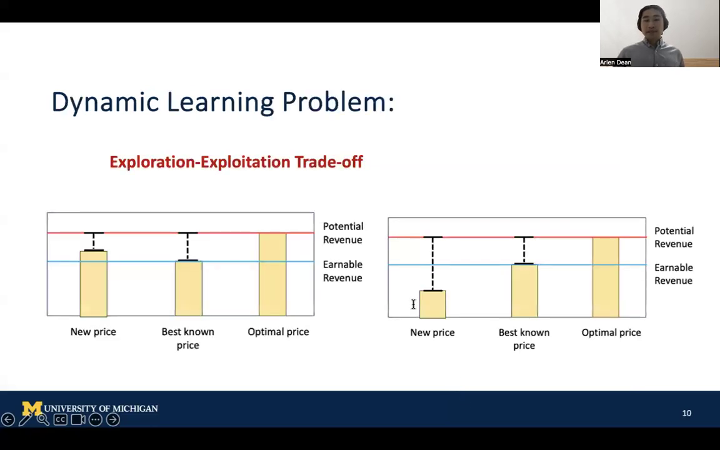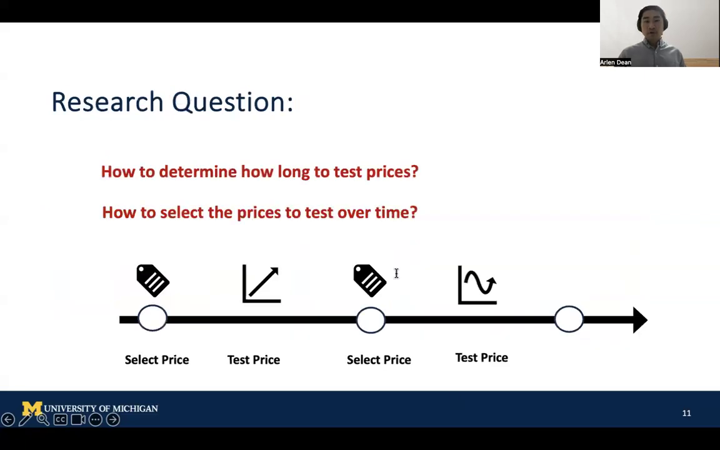And in order to find the best candidate price efficiently, the firm is going to naturally need to navigate between deciding whether to explore a new price or exploit an existing known price, in regards to knowledge of how customers respond to these prices for different products. Therefore, to tackle this problem, we must address the question of determining both how long to test prices and how to select prices to test over time.